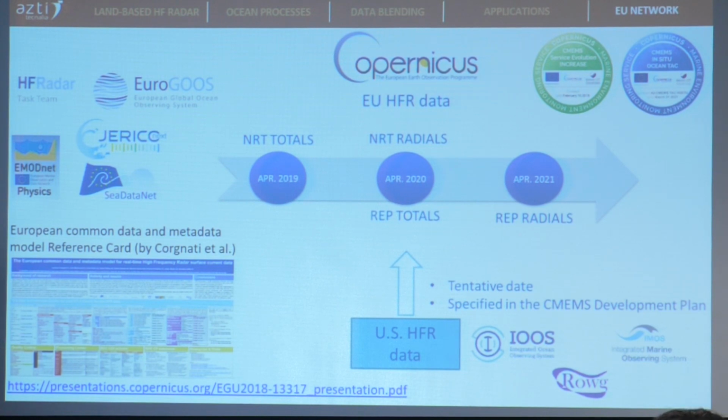So we are going to have the near real-time total currents from HF radar data in April 2019, then the radials in April 2020, and then the REP, what they call the reprocessed products of higher quality historical data series, in April 2021. There has been a strong effort in terms of defining a standard for the data, and also standard procedures for quality control of the data.